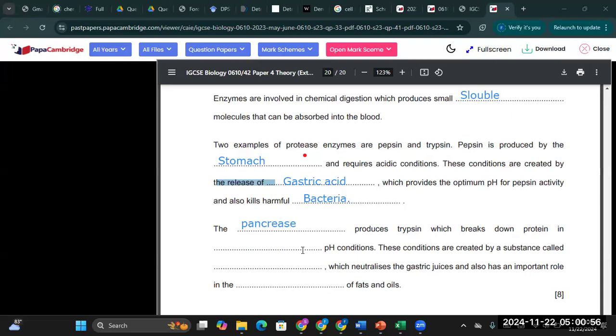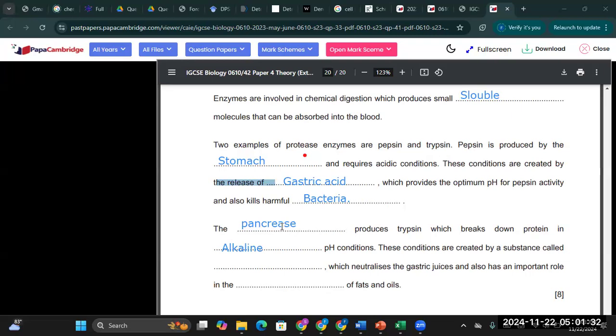So, inside the stomach, we have acidic conditions. Inside the small intestine, we have which conditions? Do you remember? In small intestine, we just discussed it as well in relation to bile. We have alkaline conditions. Okay, so they're opposite to each other. Stomach is acidic and small intestine is alkaline. Okay, so pancreas produces trypsin, which breaks down protein in alkaline conditions.